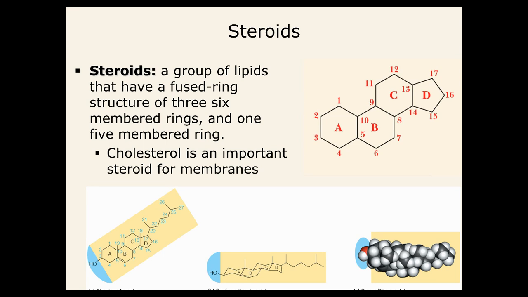Lastly, another important type of lipid are steroids. And steroids have this particular fused ring structure. And one of the most important steroids that we talk about is cholesterol. So right here is the structure of cholesterol. You see the backbone as shown here. And we will see in our next discussion the importance of cholesterol in the cell membrane.